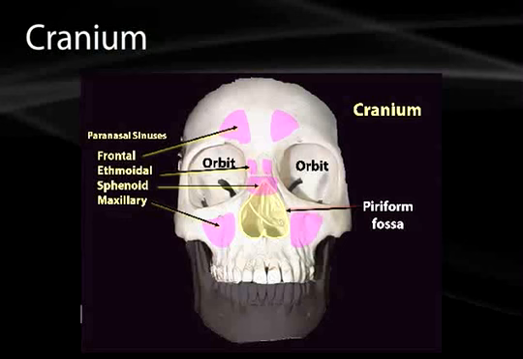What we've got in pink here are the paranasal sinuses, and we have a skull which is composed of a superior portion involving the cranium and then the mandible. So we have the orbit, the piriform fossa, and the 4 paranasal sinuses, and those will include the frontal, ethmoidal, sphenoid, and maxillary. The sphenoid is still paired as well, but the segments of it will oftentimes fuse together.